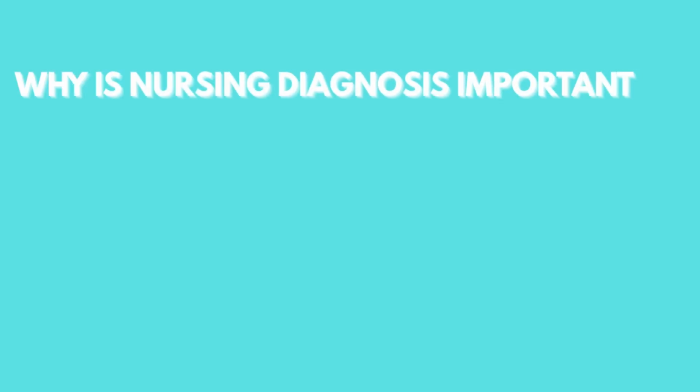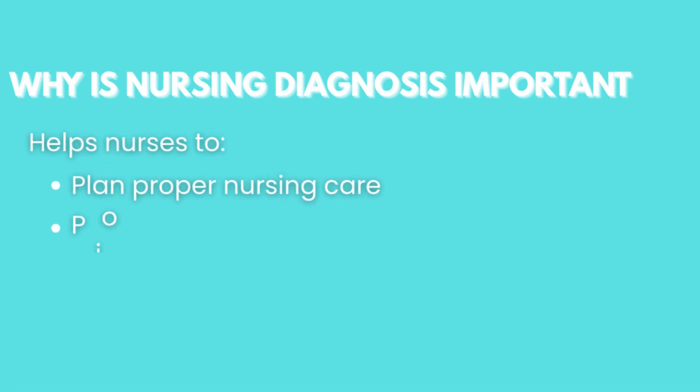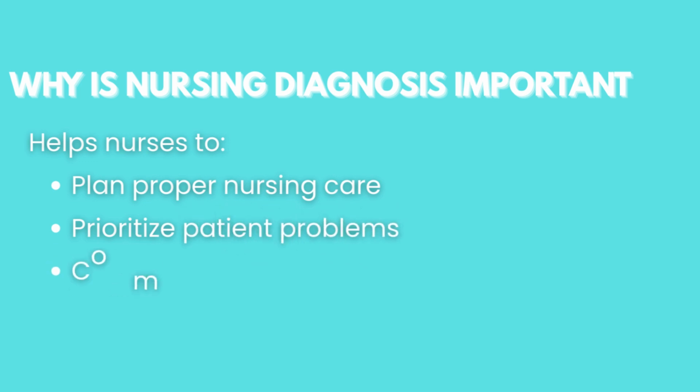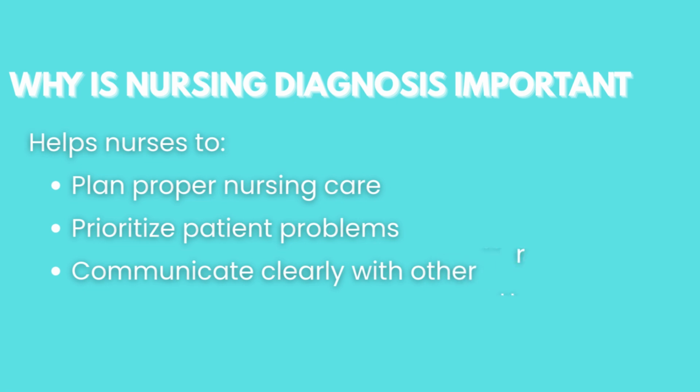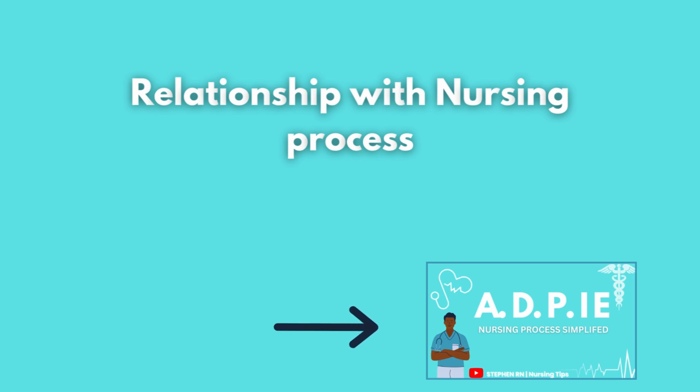So now, why is nursing diagnosis important? Nursing diagnosis helps nurses to plan proper nursing care, prioritize patient problems, communicate clearly with other nurses, and give patient-centered care. Without nursing diagnosis, nursing care will be very disorganized. So the relationship of nursing diagnosis with the nursing process, as I've mentioned in one of my videos, nursing diagnosis is the second step in the nursing process, right after assessment. So assessment gives us data and nursing diagnosis helps us to identify the main nursing problem.